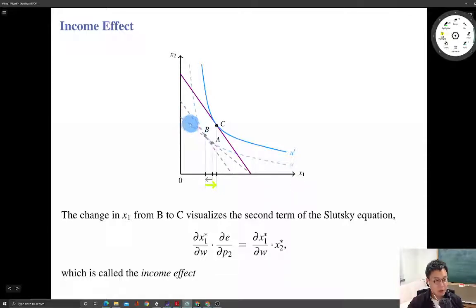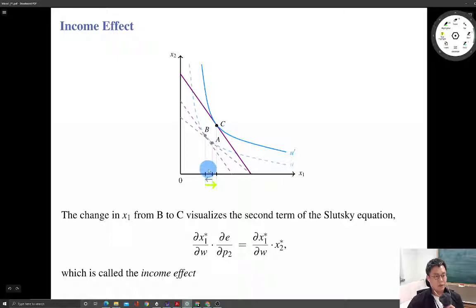this gray dashed line was the original budget line. But if P2 falls, that improves the consumer's purchasing power. After considering the substitution effect, the budget line will shift upward vertically as much as this, capturing the improved purchasing power. So that is called the income effect.